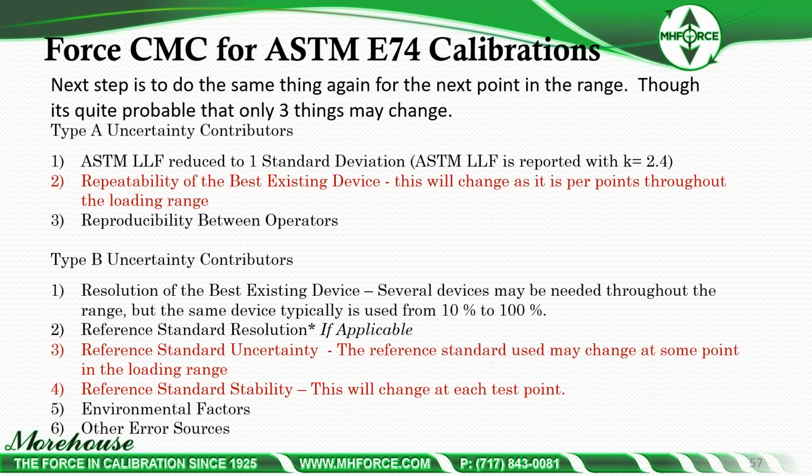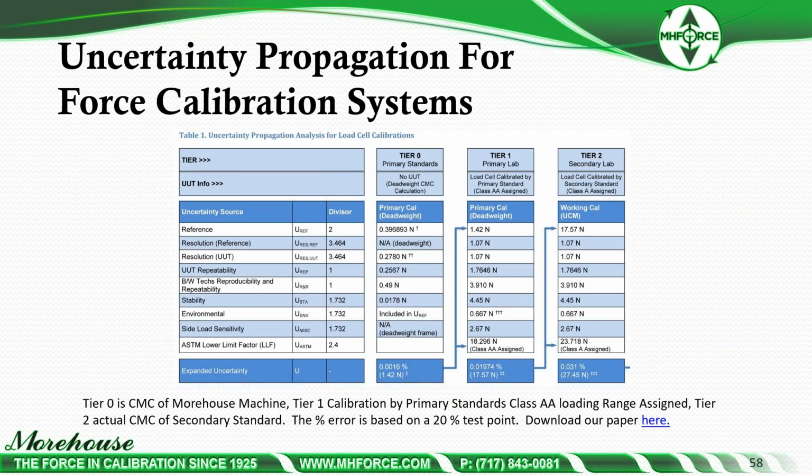If you're getting ASTM calibrations, you have a load cell, you send it in, we calibrate it, you get your change from previous back. At each test point, the stability of that cell is probably not going to be the same. So a lot of this came from a paper we wrote. We will be presenting that in session 5, titled Uncertainty Propagation for Force Calibration Systems. We will be giving that at NCSLI this year.